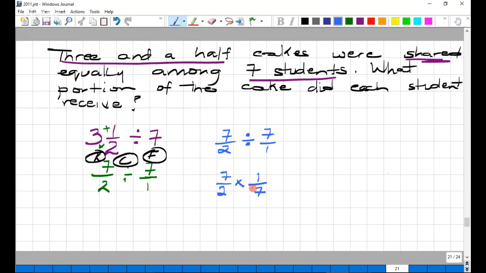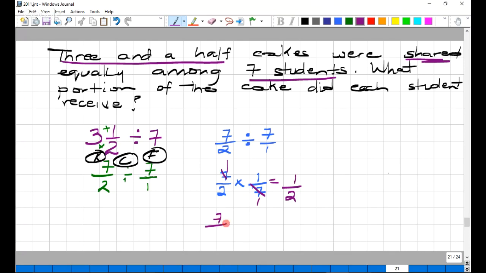So where do we go from here? Multiply. Can we reduce? Of course. 7 into itself one time and 7 into 7 one time. We end up with numerator by numerator 1 over 2.